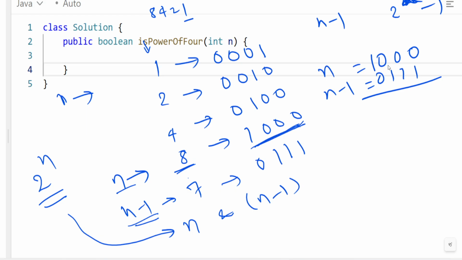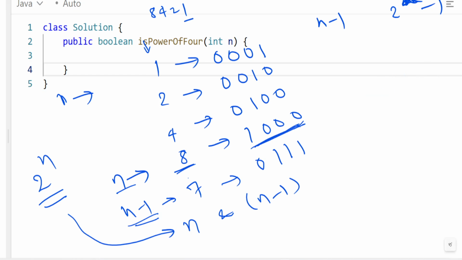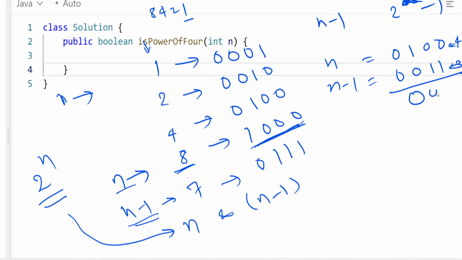Think. Let's try to understand another, easier example. Suppose I take n as just 0 1 0 0. What is this? This is your 4, right? Then if I take n minus 1, what will it become? 0 0 1 1, which is 3. If we apply AND here, what do we get? 0 0 0 0. Either way you take it, it is 0 0 0 0.